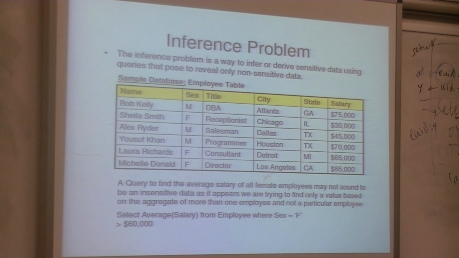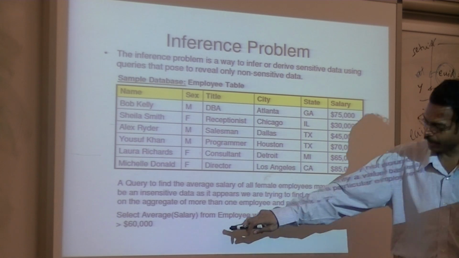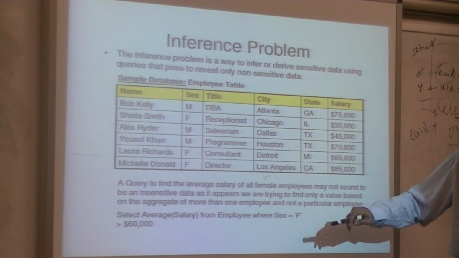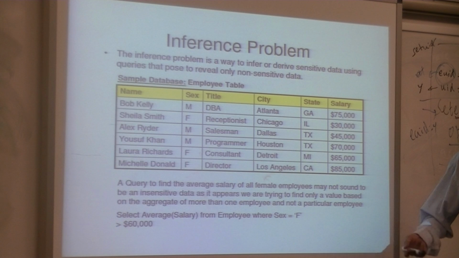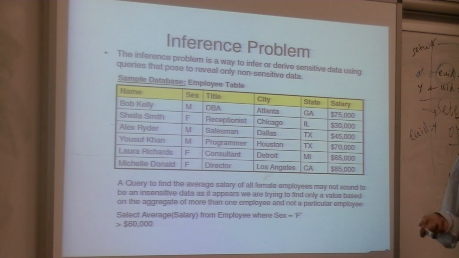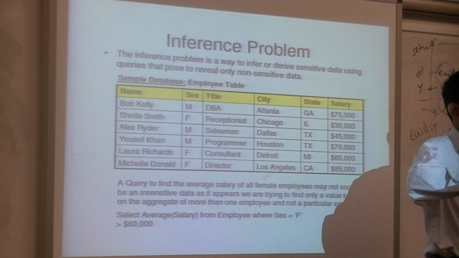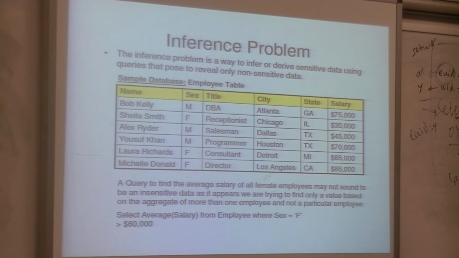So how can we do this? This is not revealing any sensitive information because it says select average salary from employee where sex is female. All it tries to do is find the average salary of all female employees, which by itself is not sensitive, right? It doesn't reveal the salary of any single female. It just tells you the average salary of all the female employees, right?